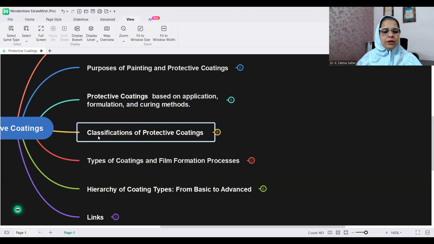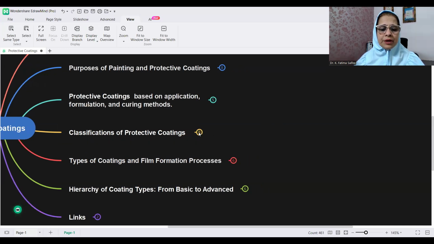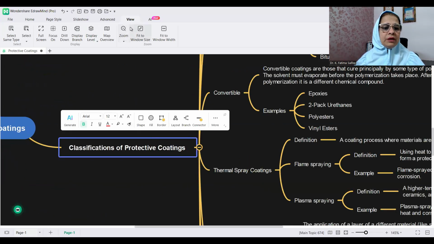Now we are moving to the next video. Here we are trying to understand the classification of protective coating. How we are able to classify the protective coating.